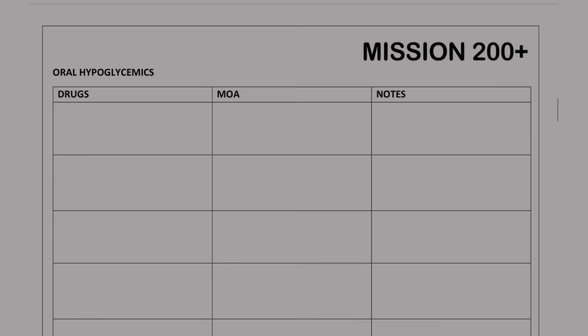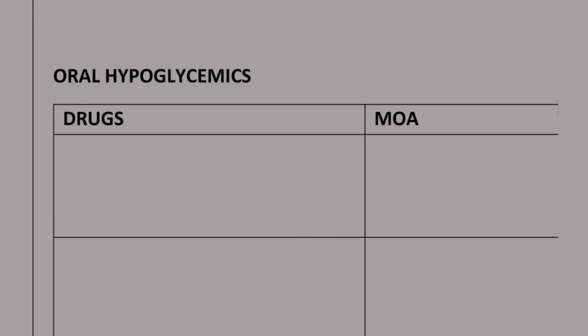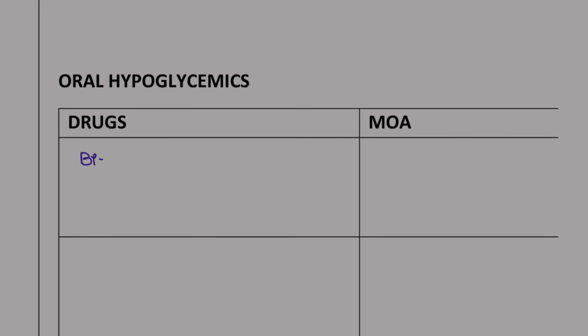Next, we will be discussing the oral hypoglycemic agents, one of the most important topics in overall pharmacology. This is the most important topic for your future also. That should not be ignored. So one is the biguanides. What are the examples of the biguanides, guys?